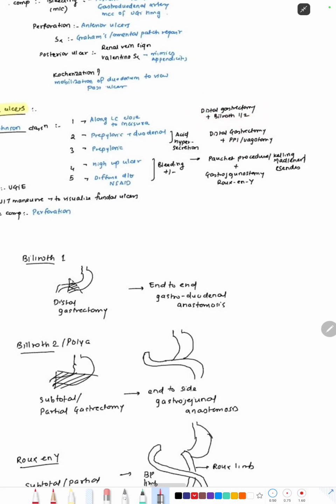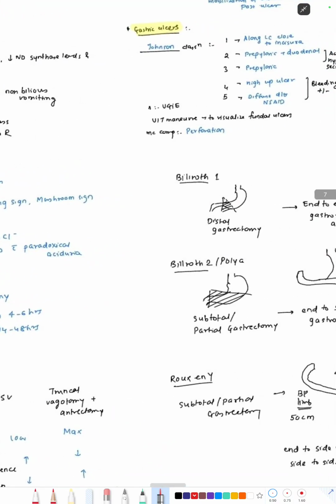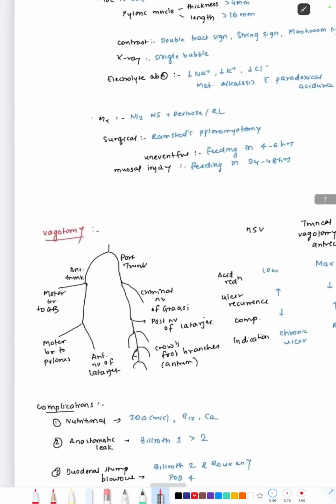In class 2, which is pre-pyloric plus duodenal, or class 3, which is only pre-pyloric, it is because of acid hypersecretion, because of which proton pump inhibitors or vagotomy should be done along with distal gastrectomy. In class 4 or 5, there can be bleeding present or absent. Here, the procedure done is the Pauchet procedure, Kelling-Madlener procedure, or the Csendes procedure, along with gastrojejunostomy or Roux-en-Y surgeries. The most common complication in gastric ulcers is perforation.